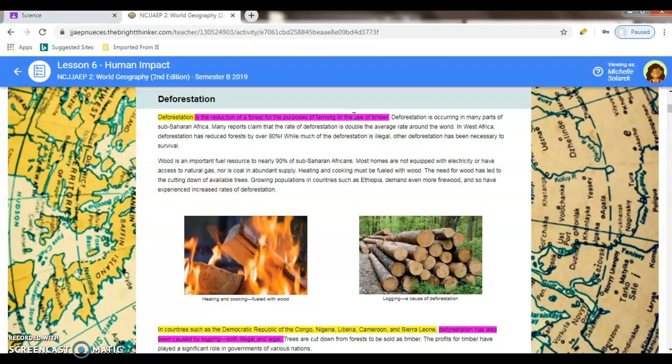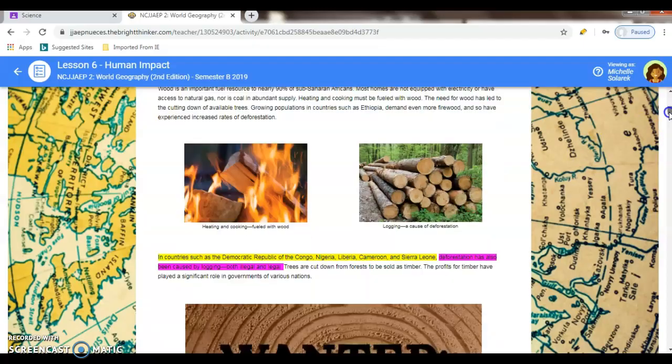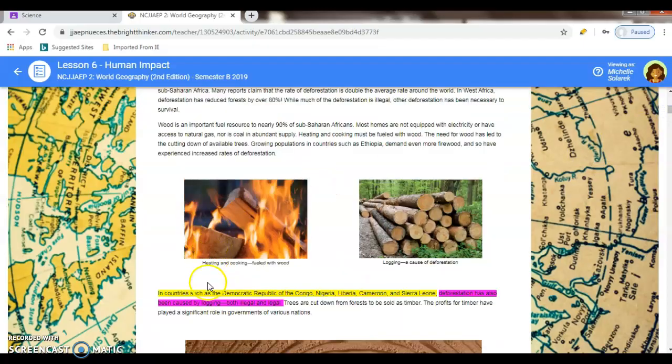What that means is pretty much the logging that they are using for deforestation is used for building houses and other types of uses, even for firewood, for heating and cooking. So these are types of deforestation that are unfortunately necessary in these types of environments for survival. Continuing on, in countries such as the Democratic Republic of Congo, Nigeria, Liberia, Cameroon, and Sierra Leone, deforestation has also been caused by logging, both illegally and legally.